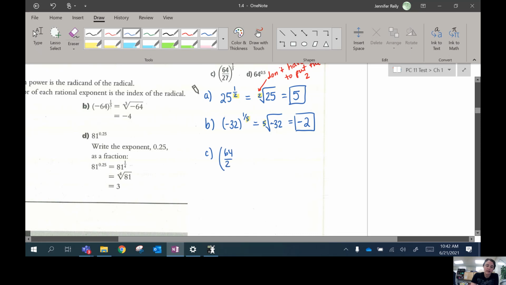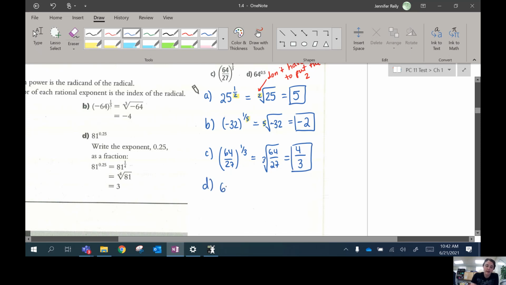64 over 27 to the 1/3. What this would be equivalent to is what's 1/3 of the way to 64 and 1/3 of the way to 27, or what's the cube root of 64 over 27? So 4 times 4 times 4 is 64. So the cube root of 64 would be 4. And the cube root of 27 would be 3.